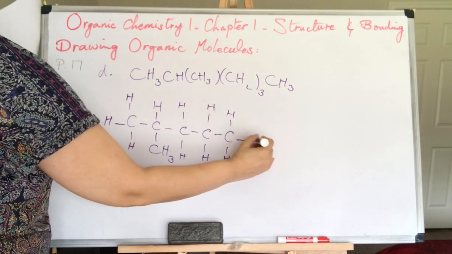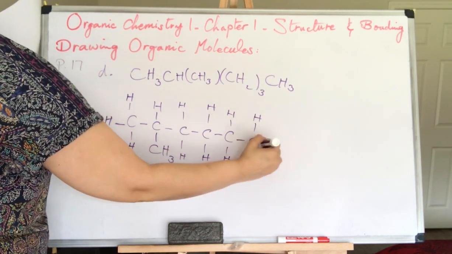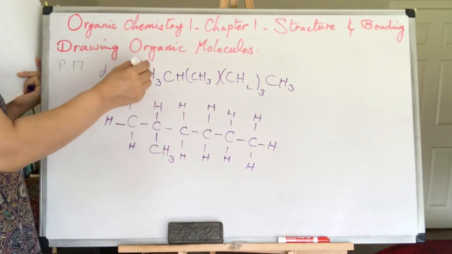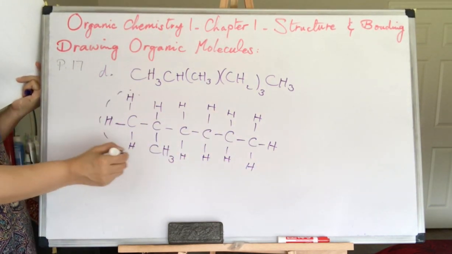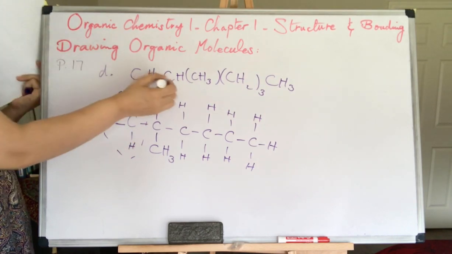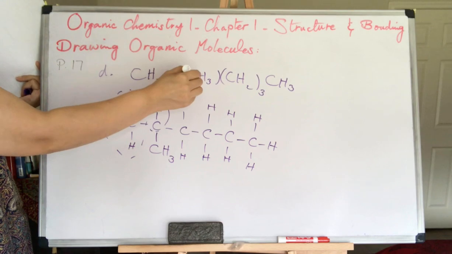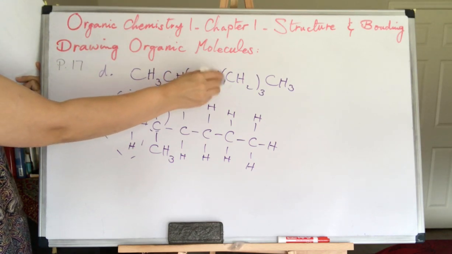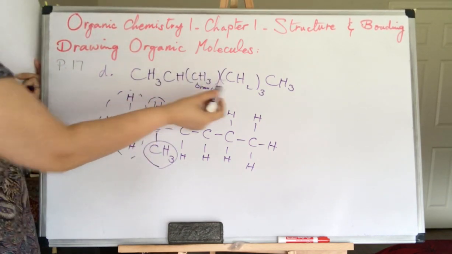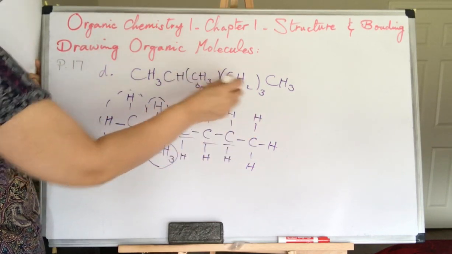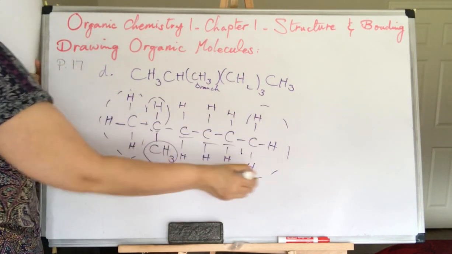And a CH3. So one more time, let's double check. Do we see CH3? Yes. Do we see CH? Yes. Do we see CH3 as the branch here? Yes, there it is. And do we see 3 CH2 groups? Yes. 1, 2, 3. And at the end, we see a CH3 group.